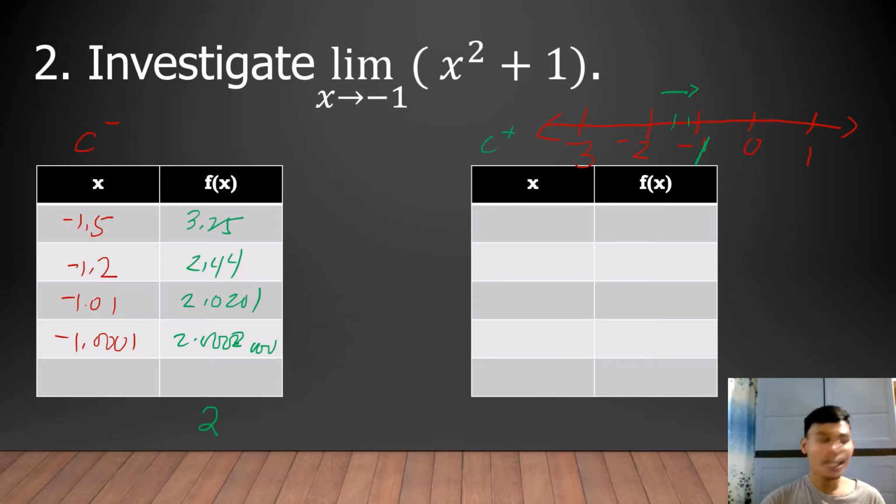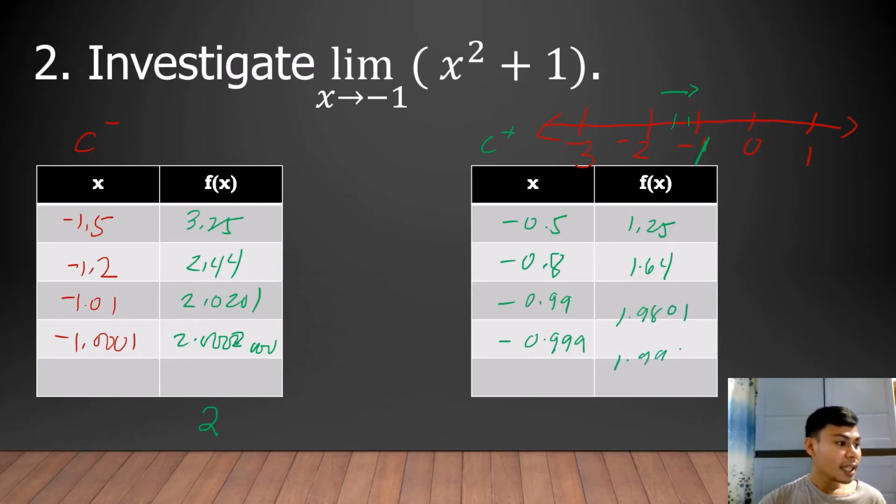So, we'll use negative 0.05, negative 0.08. Again, if you may ask, Sir, ako lang ba ang pwedeng magpili? Yes. Pero sa pagpili mo, choose the closest point na, ha? So, using your calculator, it's 1.25, 1.64, 1.9801, at 1.9998001. Okay, and nag-approach din kay 2.